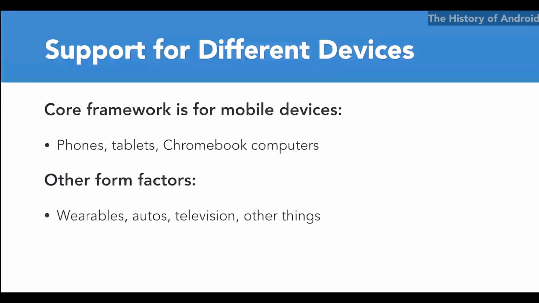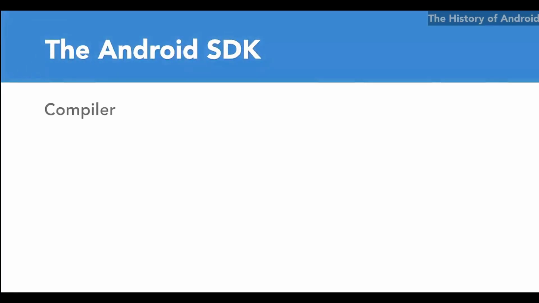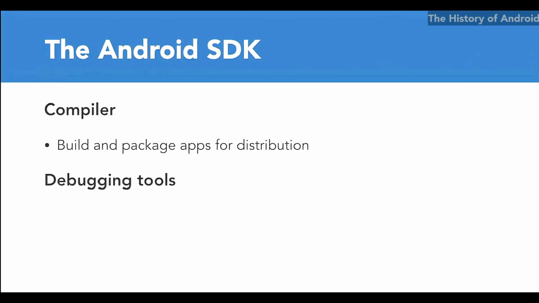Wearables such as watches, apps that run on Android Auto, Android TV for television presentations, and Android Things for Internet of Things or IoT devices. The Android SDK includes a compiler that lets you build and package your apps for distribution. It also includes debugging tools that let you test and tune your apps easily.